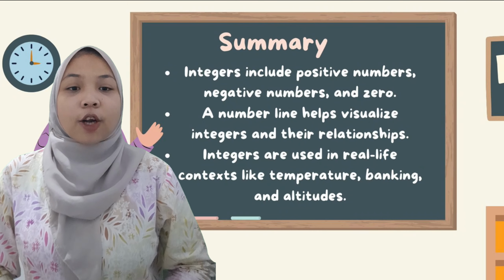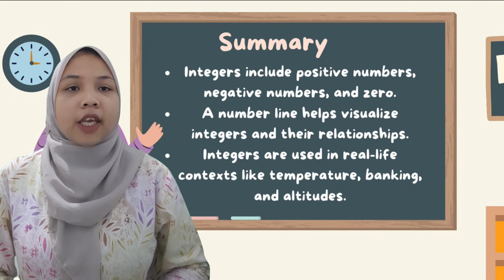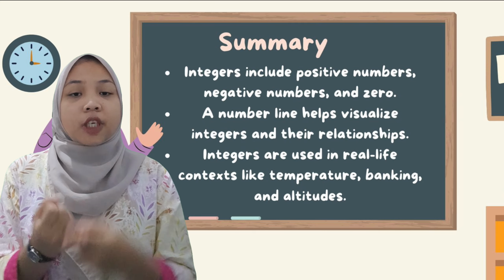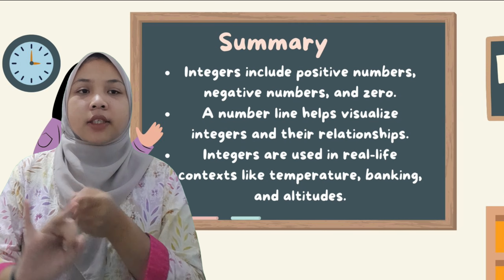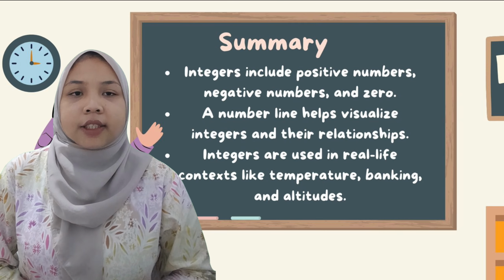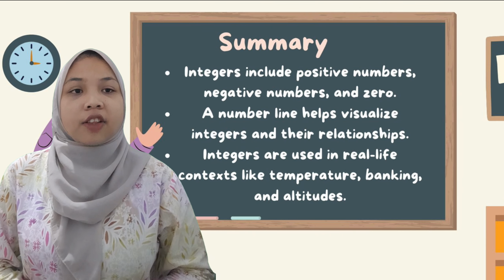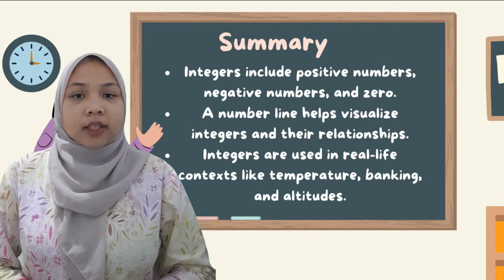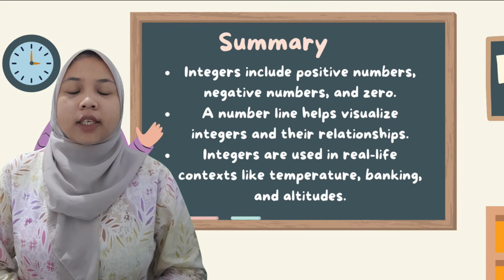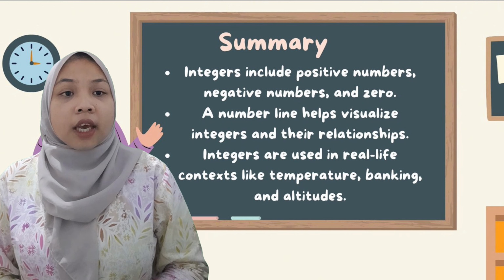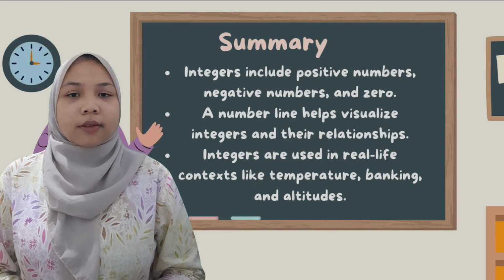Before I close, the conclusion of our material today is: integers include positive numbers, negative numbers, and zero. A number line visualizes integers and their relationships. Integers are used in real life contexts like temperature, banking, altitudes, and so on.